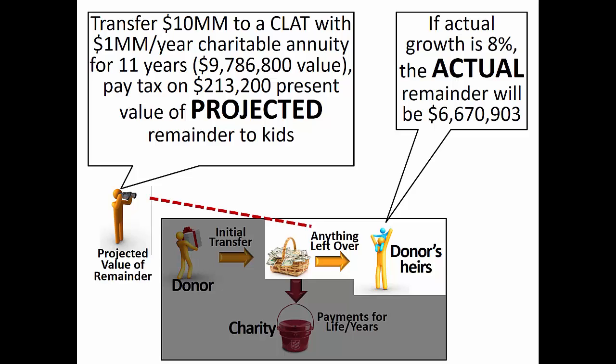Thus, the present value of the projected taxable gift to the heirs would be only $213,200. If, during the life of the trust, the assets in the trust grow at a rate of 2.0%, equal to the initial Section 7520 interest rate, this projection will be accurate. However, if the assets in the trust grow at a rate faster than the 2%, this extra growth will go to the heirs without additional gift or estate taxation.